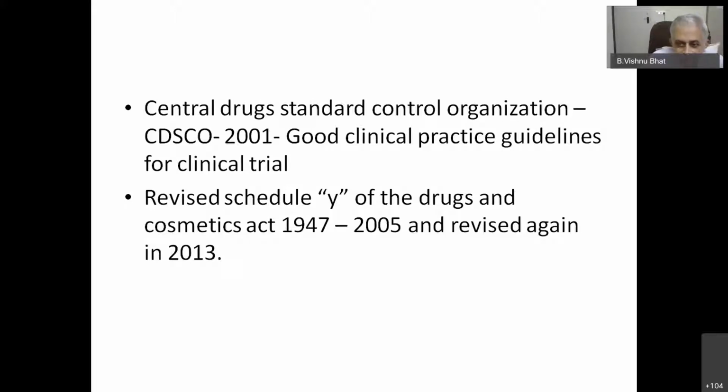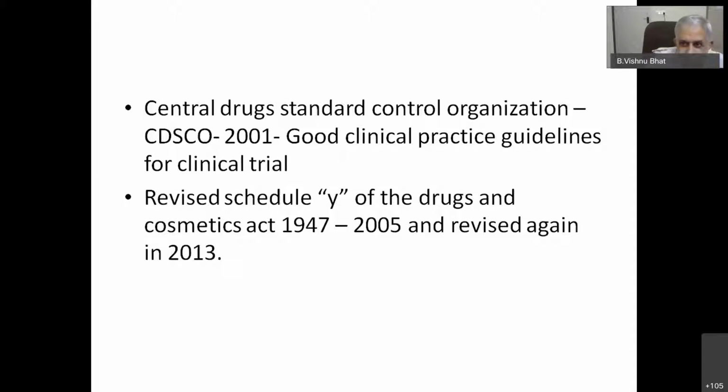Then the revised Schedule of the Drugs and Cosmetics Act of 1940 came in 2005. Initially, they talked about drugs. Later, even any instrument or any of the devices which are put into human subjects also have to get clearance from the CDSCO before they can be experimented on human beings. So all these have come into the picture. So when you submit to the ethics committee, all this will be taken into consideration.